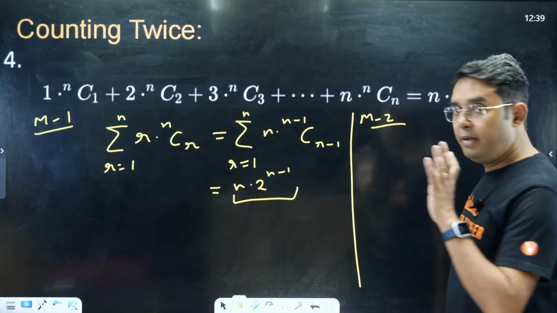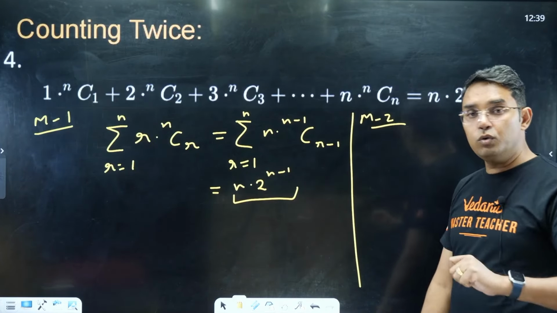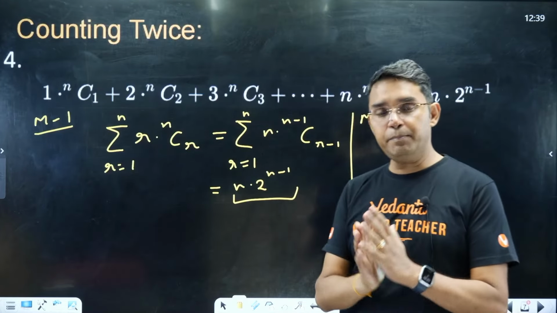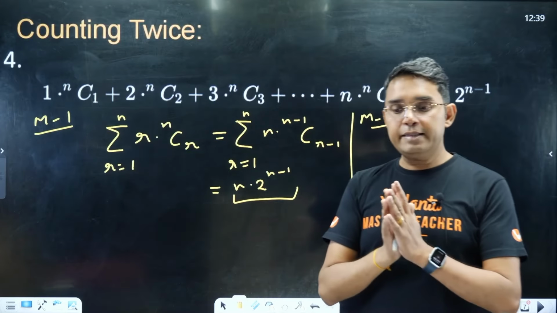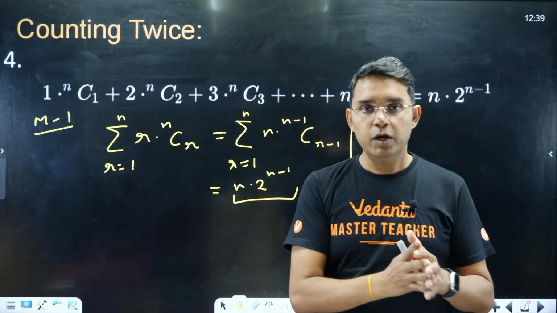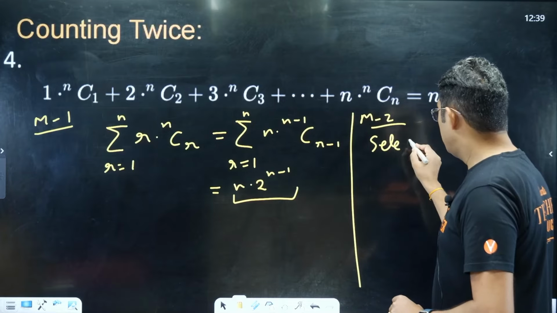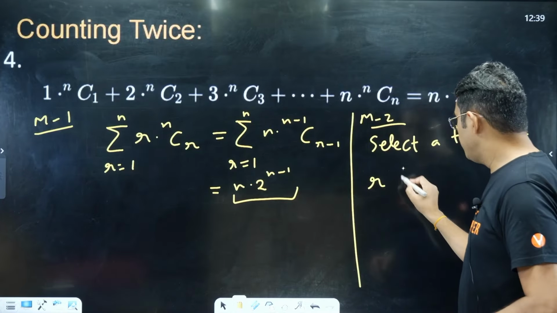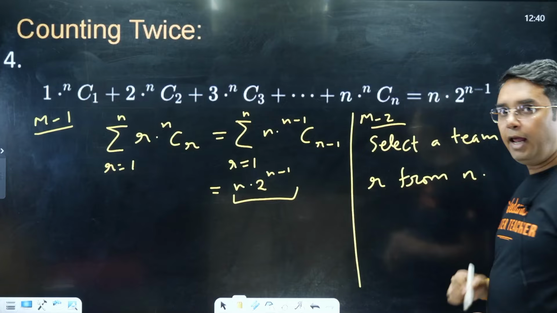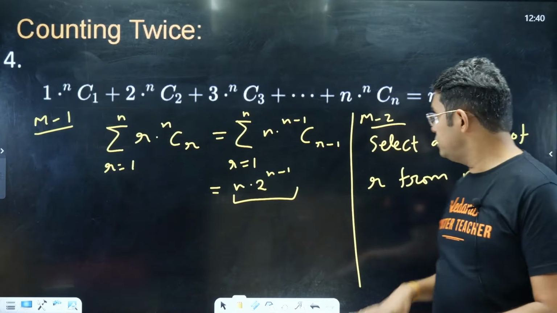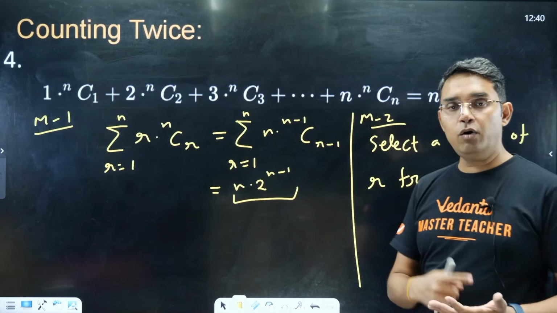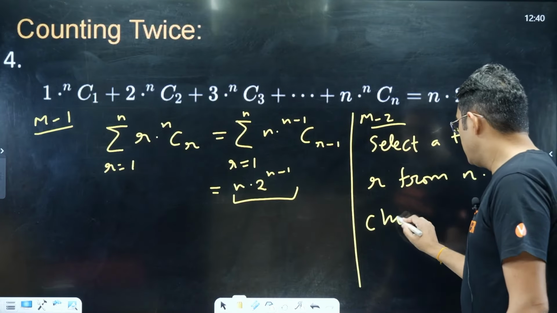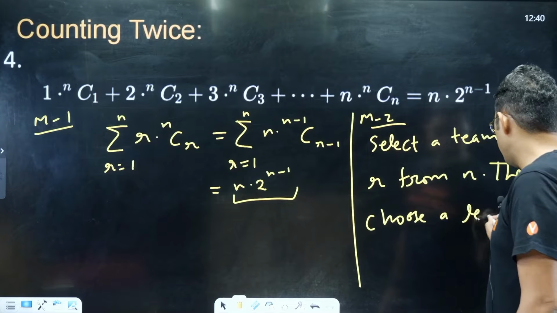Please understand, in method 2 what I am going to do is select 1 or 2 or 3 or n persons from n given persons, and this time I will call that selection a team. So I am going to select a team of R from n. There are n persons, we have to select a team of R persons from n, where R can be 1 or 2 or 3 or n, and then choose a leader or captain.